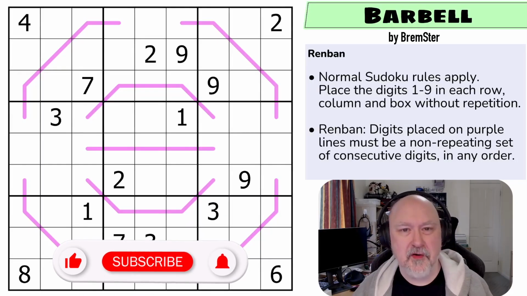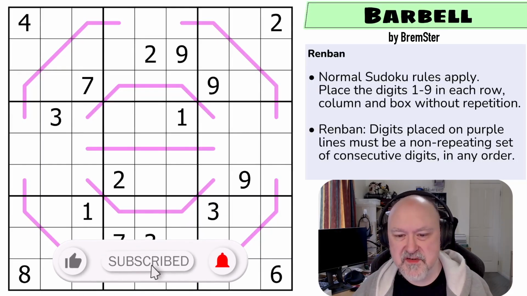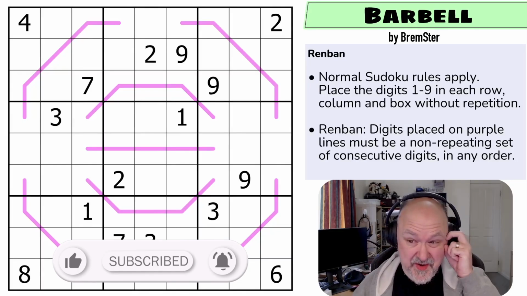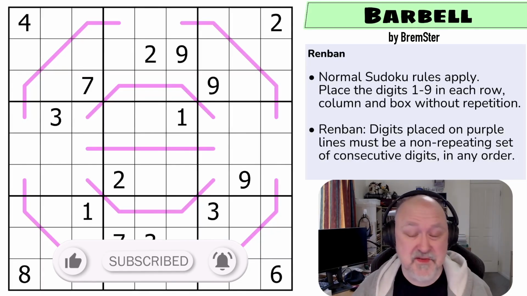I'm back to set 6 of the Sudokétudes series of puzzles. Not really much to go into other than this is a Renban puzzle. I'll go through the rules.